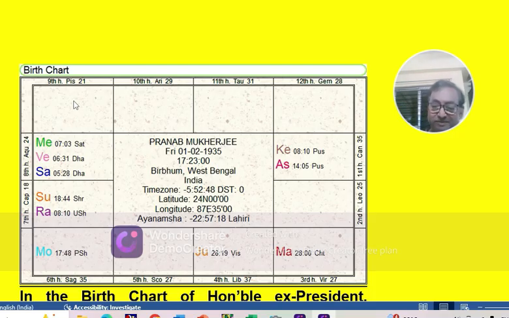So during Rahu Mahadasha, Sri Pranab Mukherjee was nominated from Rajya Sabha and he became a minister in the Indira Gandhi cabinet. He first started his career as minister in the Indira Gandhi cabinet. He became a minister, and after that he didn't look back. His progress started.